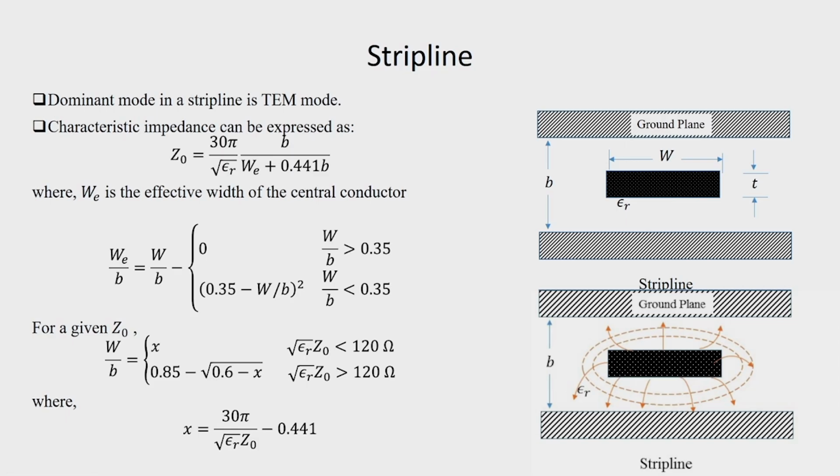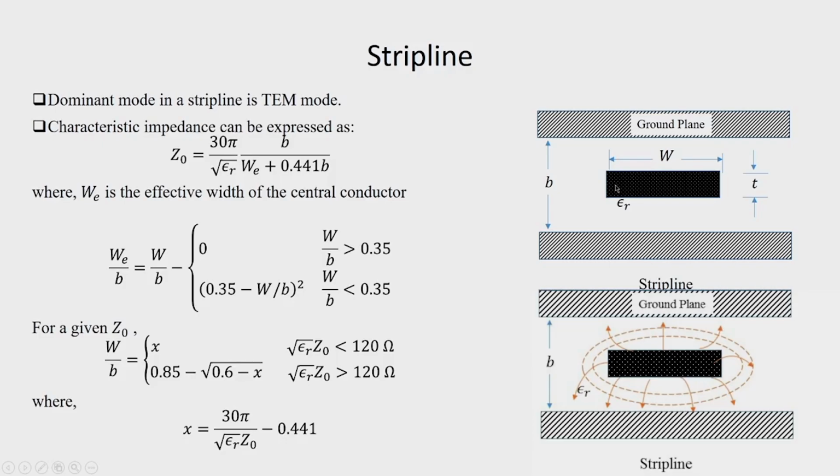So, this is the case where we synthesize the strip line for a given Z naught and dielectric constant we have already assumed. So, once we get W by B, then we can design the line. If we either specify B or W, the other parameter can be found out.